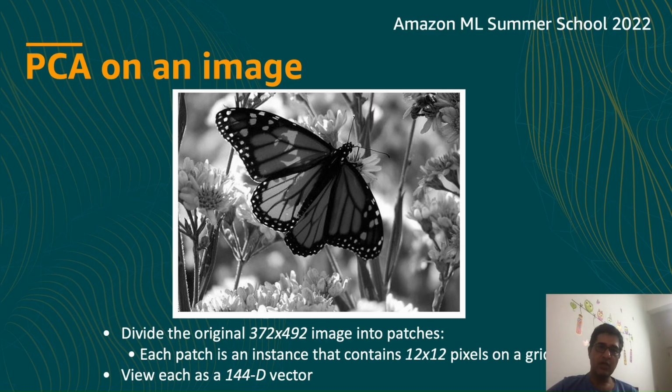Essentially the operation that we are carrying out is that we are dividing this overall image into a grid of 12 by 12 pixels. Any portion of the image gets divided into a 12 by 12 box. And then you think about that 12 by 12 box as a 144 dimensional vector.